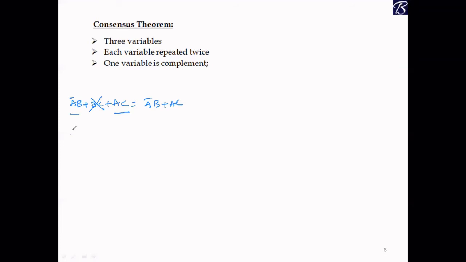In the same way, AB plus BC plus A bar C. Now you take here the complement for A. Now observe this expression. This A term is here and here, so A term is not there here. So remove that one, that is redundant. So the answer is AB plus A bar C.